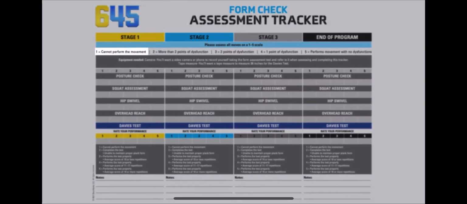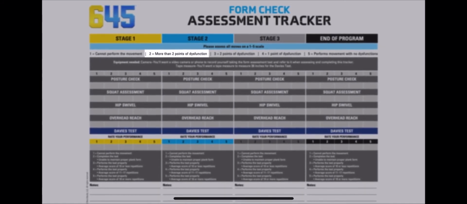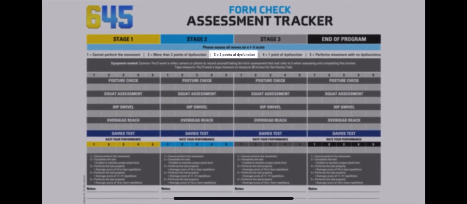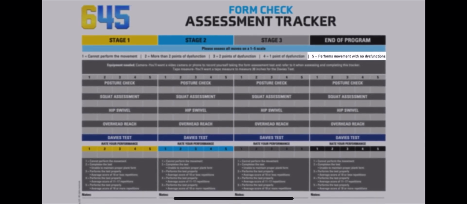Now, as you look at your tracker, if there were any dysfunctions, I want you guys to mark them off. So we scale you guys from 1 to 5. 1 meaning that you were not able to do it. 2 meaning that there were multiple dysfunctions. 3, you found 2 dysfunctions. 4, you found 1. And 5, you were completely fine.